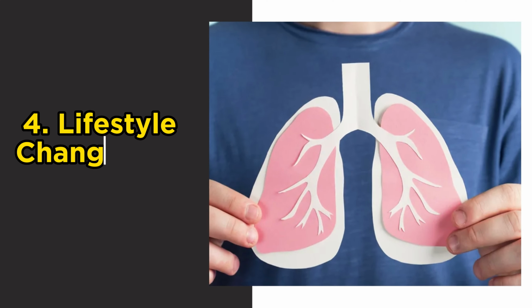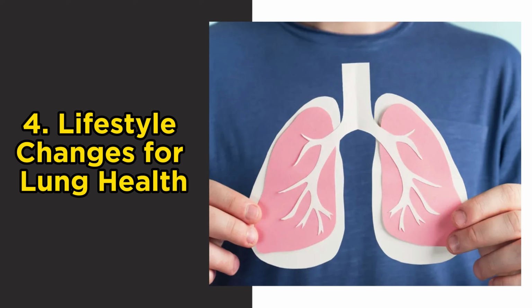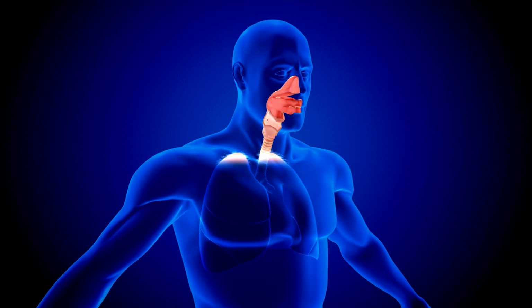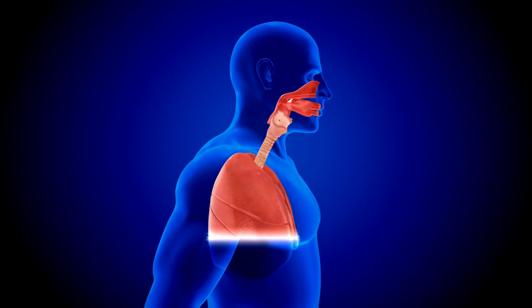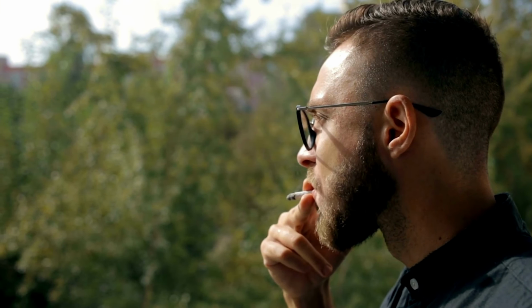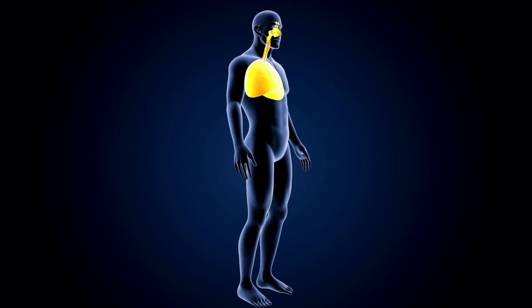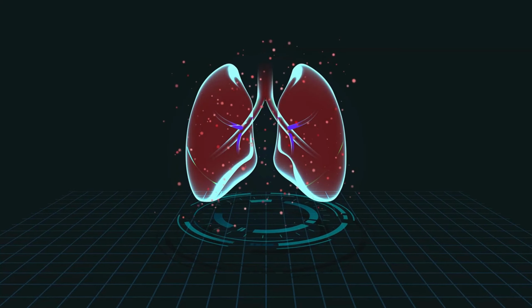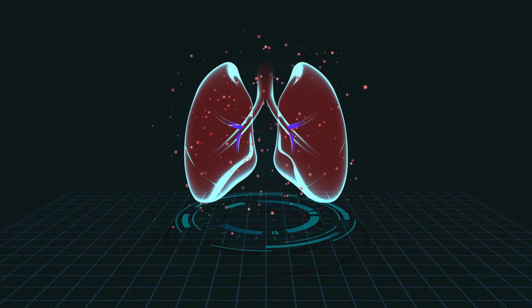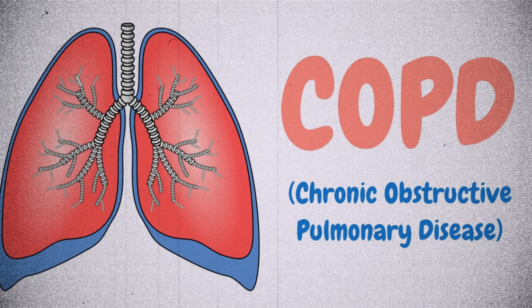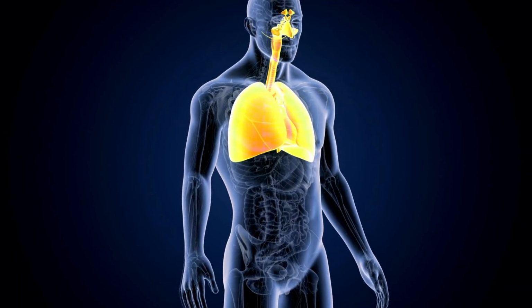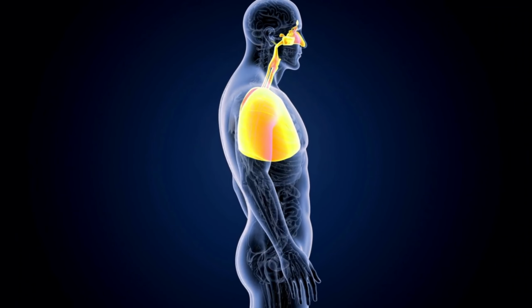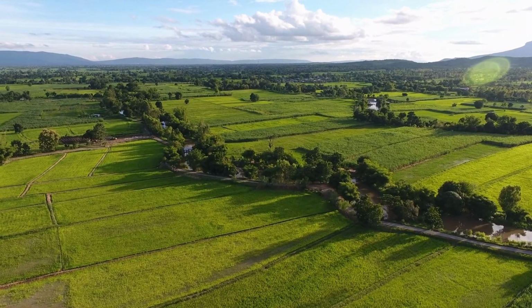Number 4. Lifestyle changes for lung health. Beyond medical treatments, making certain lifestyle changes can significantly impact lung health. If you smoke, quitting is the most important step you can take to improve your lung health. Smoking is the leading cause of preventable lung diseases, including lung cancer and COPD. Even if you're not a smoker, exposure to secondhand smoke can harm your lungs. Make sure your environment is smoke-free.